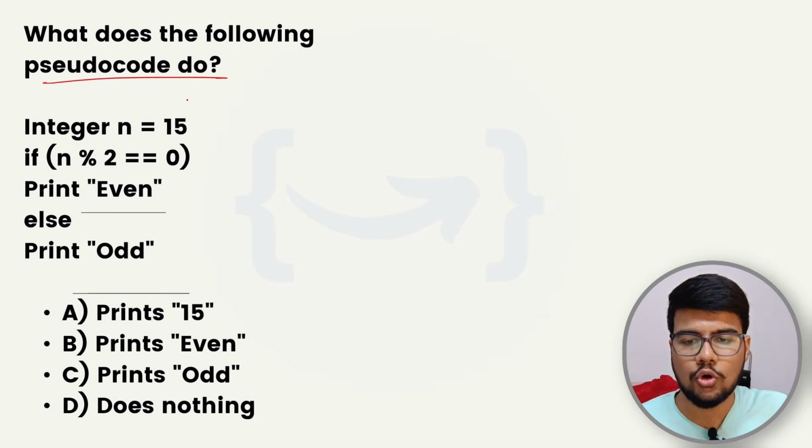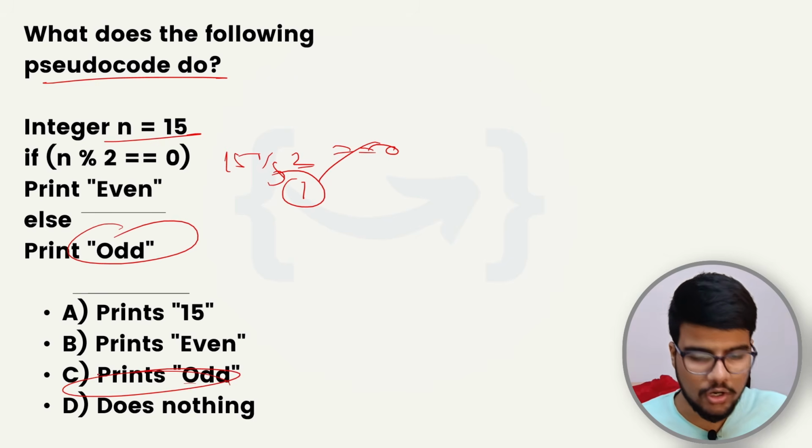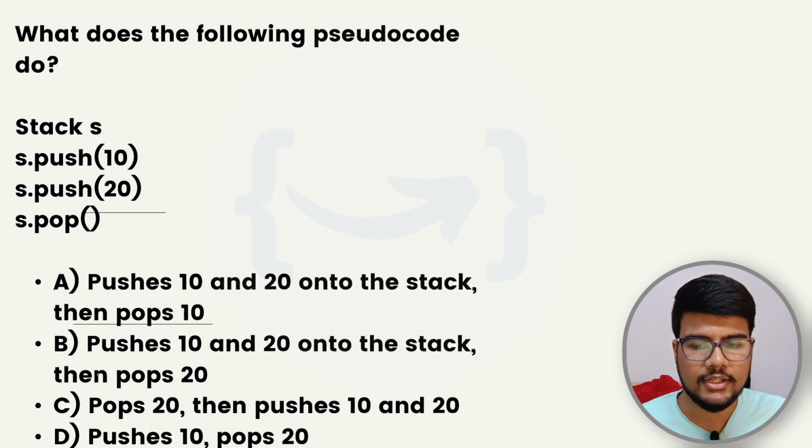What does the following pseudocode do? N is 15, so 15 mod 2, I know it is not equal to 0 because the answer would be 1. So it is odd, so it prints odd. Let me see the answer. Yes, the answer is the same.